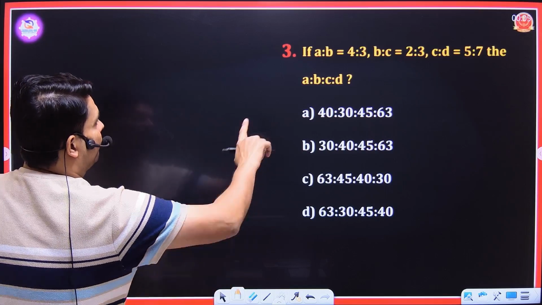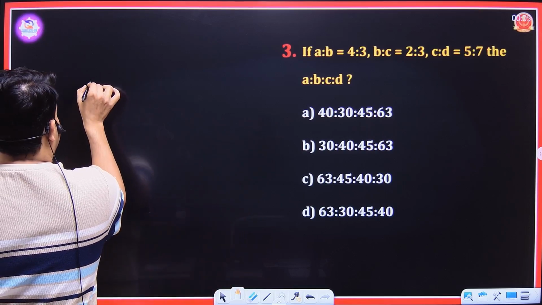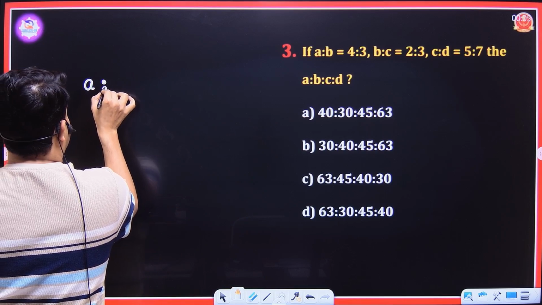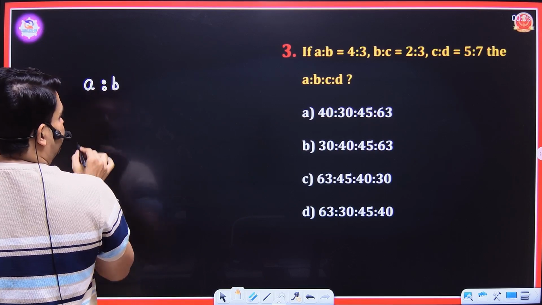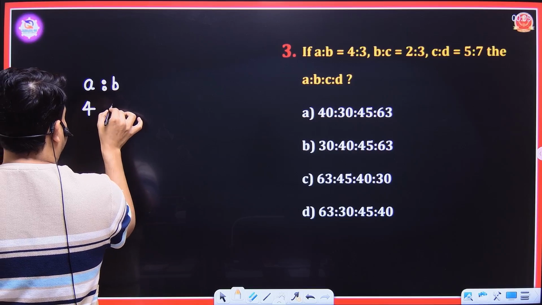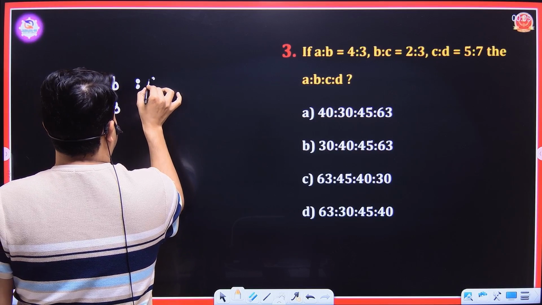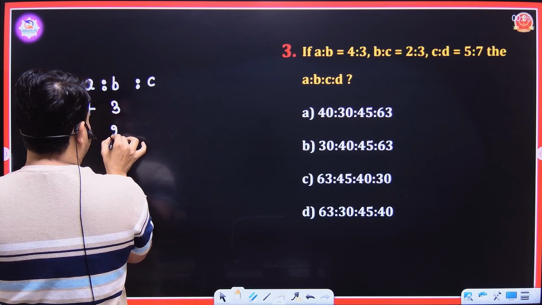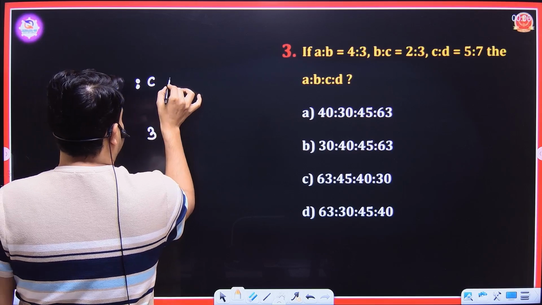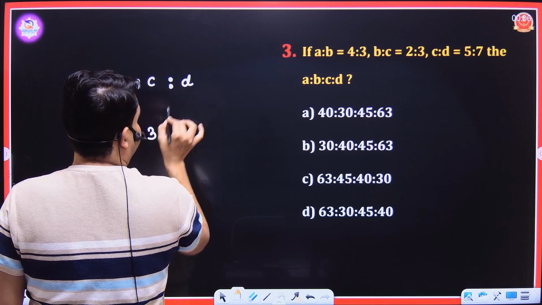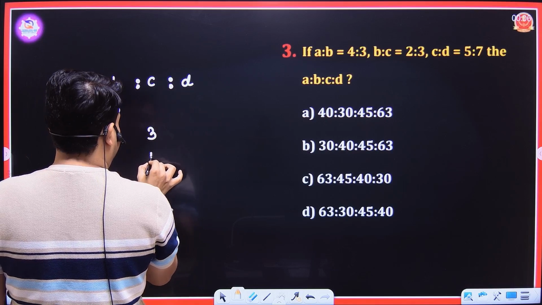In this we have four numbers. See, we have A ratio B. What is A ratio B? 4 ratio 3. Now we have B ratio C. B ratio C is 2 ratio 3. What do we have? C ratio D. C ratio D is 5 ratio 7.